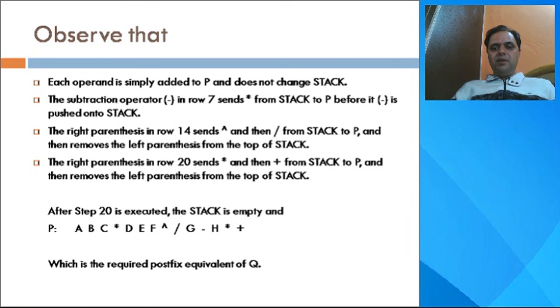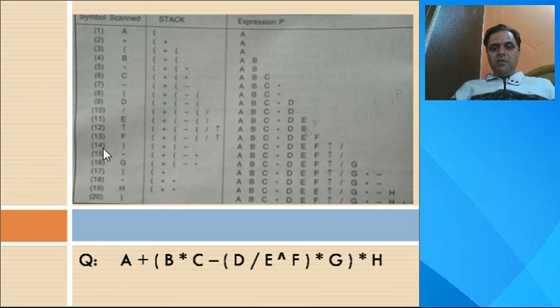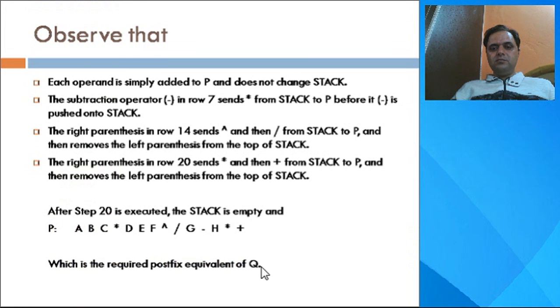So from row 14, what we found is that when we find the right parenthesis, we will pop power from the stack and add that to P, then we will pop divided by from the stack and add that to P, and then the left parenthesis will be removed. The right parenthesis in row 20 sends multiplication and then plus from the stack to P, and then removes the left parenthesis from the top of the stack.